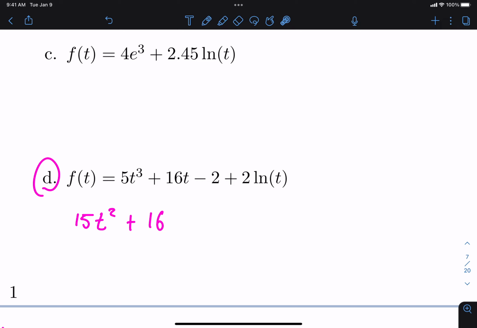And then how about this last part? What does it become? Plus 2 over t. Okay, so the 2 hangs out, and the derivative of ln of t is 1 over t, so 2 times 1 over t is 2 over t. All right, we happy with that one now? Any questions on that one?